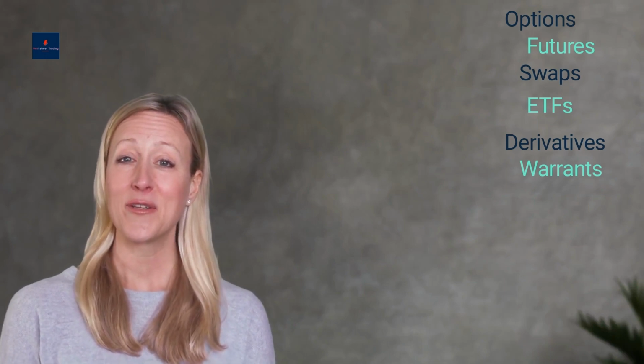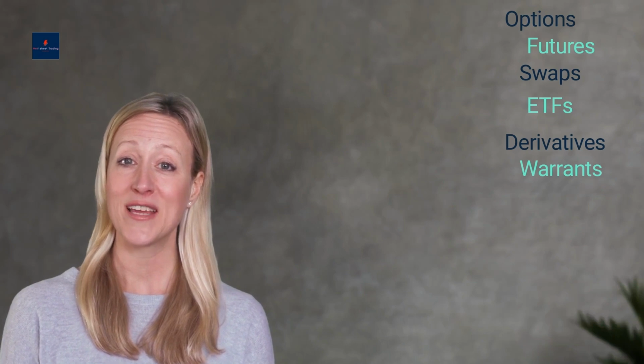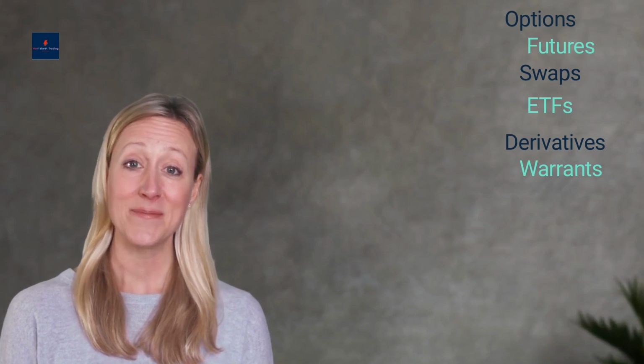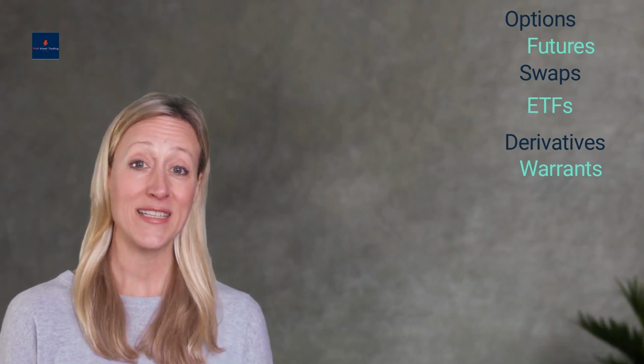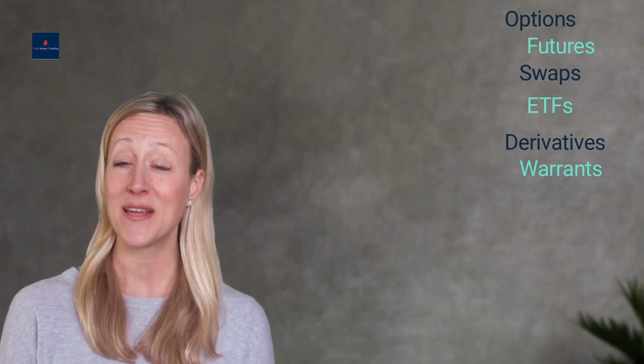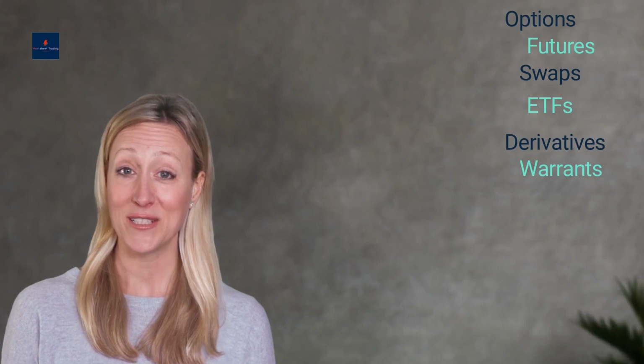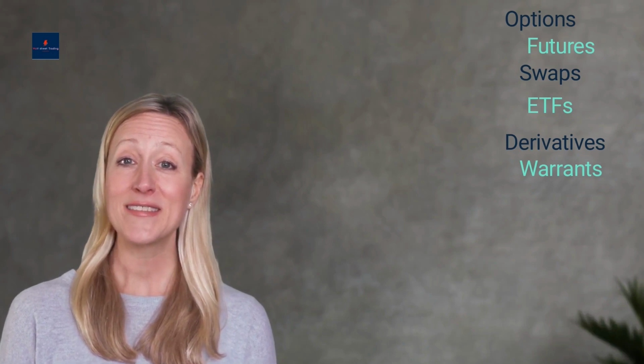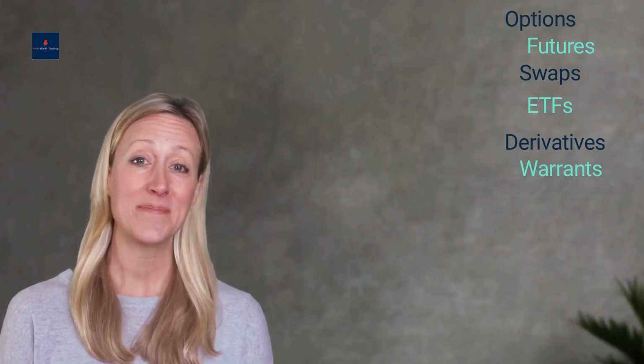Futures. A future is a contract to buy or sell an underlying asset at a specified price at a specified time in the future. Futures are most commonly used in commodity markets, but they can also be used to trade other assets, such as currencies and bonds.